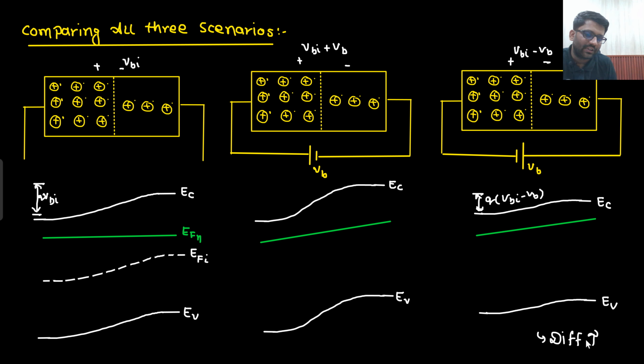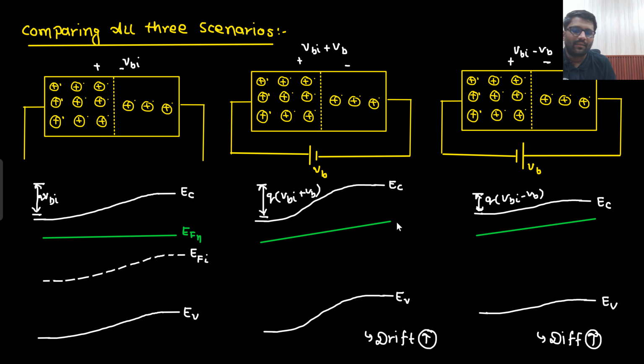And here you can see that sir, it would be diffusion dominant. So here sir, diffusion is more. What about this one? This particular height has been increased now. Previously it was QVBI, but now this has become QVBI plus VB. So barrier has increased now. Barrier has increased, that means diffusion would be less, but drift would be more. So this has become drift dominant.